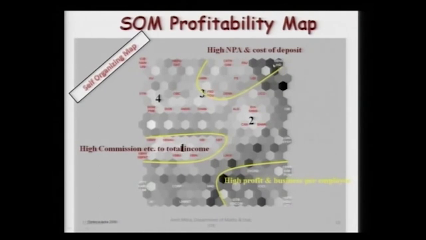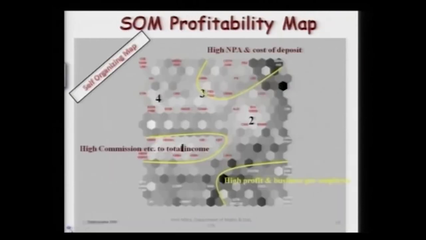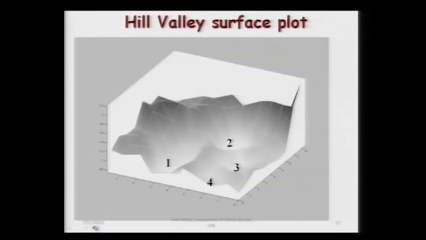Now, this type of figure is also sometimes visualized using a three-dimensional so-called hill valley surface plot representation of this self-organizing map, wherein we look at a three-dimensional visualization where the color, either a light shade or a dark shade of gray, now has a third dimension. And thus the valleys are places where the clusters are formed, and the peaks are the points where outlying observations are present in the data.